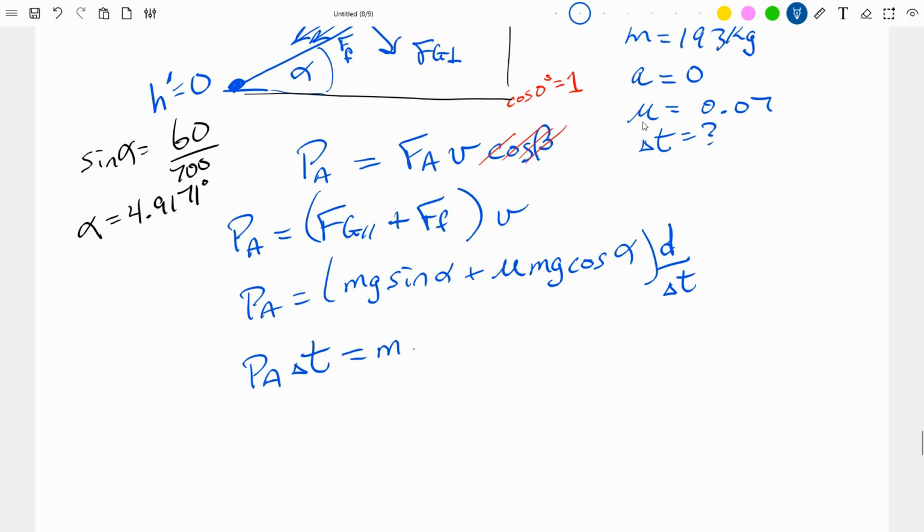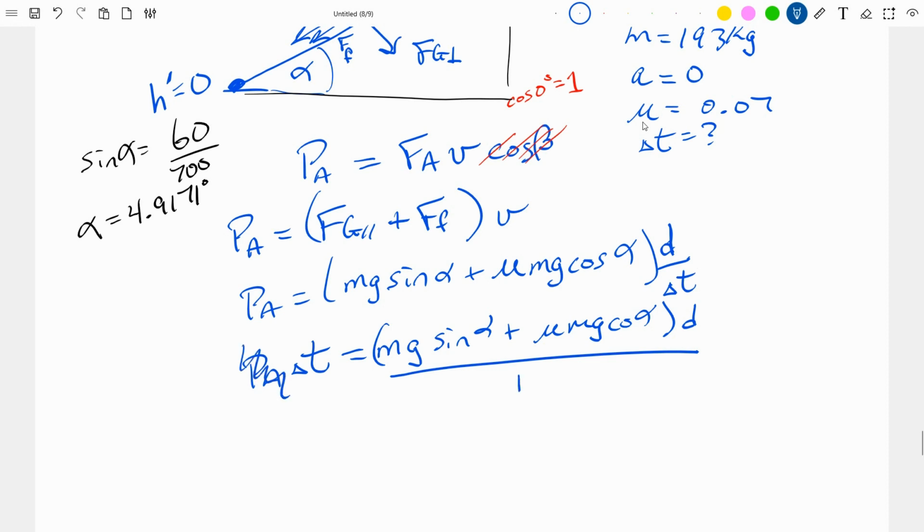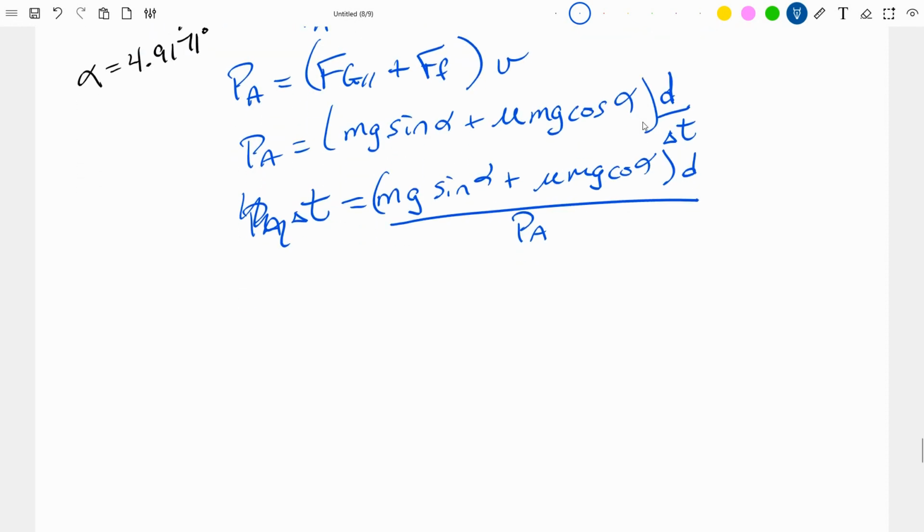mg. Actually, do I need to do anything here? Okay, I know what I'll do. mg sine of alpha plus mu mg cos of alpha in brackets times the distance. Let's divide both sides by the power applied. So divide the left side by power applied. It's gone, but it shows up here. There, I just solved for time. That's a good way to go. Now I'll put all the values in.